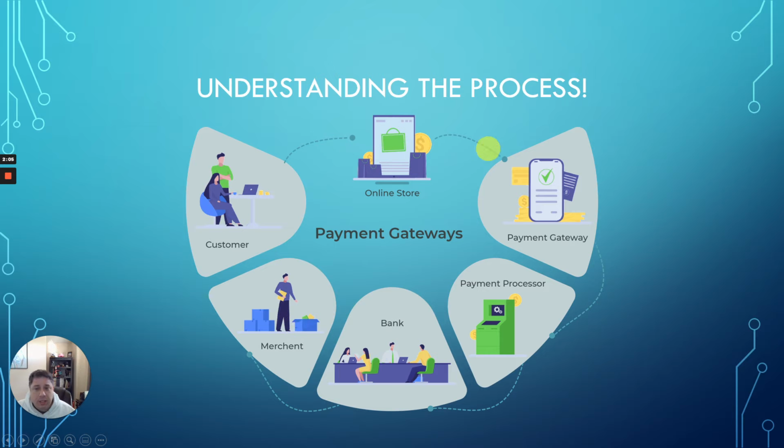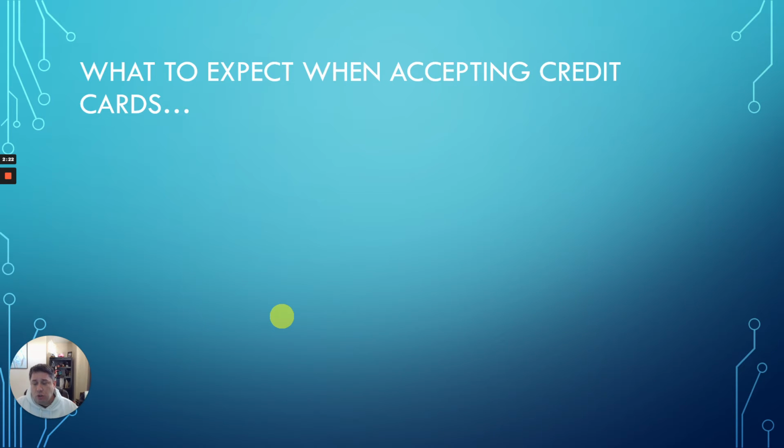So this is the process that the credit card actually goes through from the customer onto the internet, through the processor, over here, the gateway, processor, bank, and ultimately to you into your pocket so you can utilize that. You can transfer it to a checking account or withdraw it from an ATM, depending on how you choose to access your funds. What to expect when accepting credit cards.